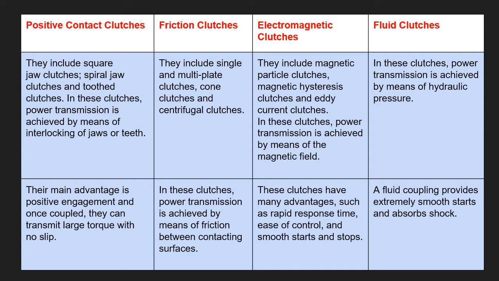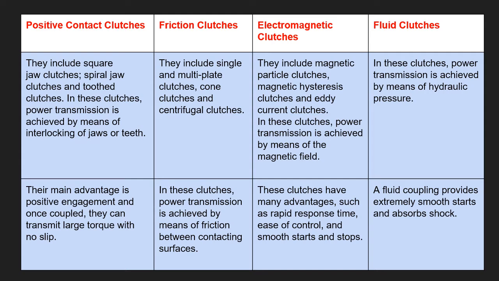All right, so in this slide, I've made a comparison of all four categories of clutches. You have positive contact, friction, electromagnetic, and fluid. I want you to go through them in detail. In positive contact, as I mentioned, the main advantage is that since there is a positive engagement, there will be no slip. Hence, large torque can be transmitted.